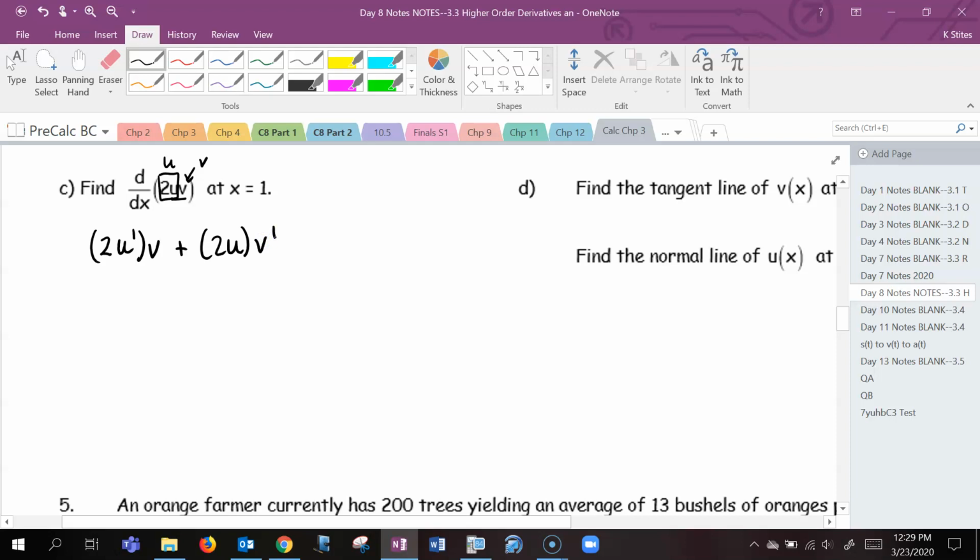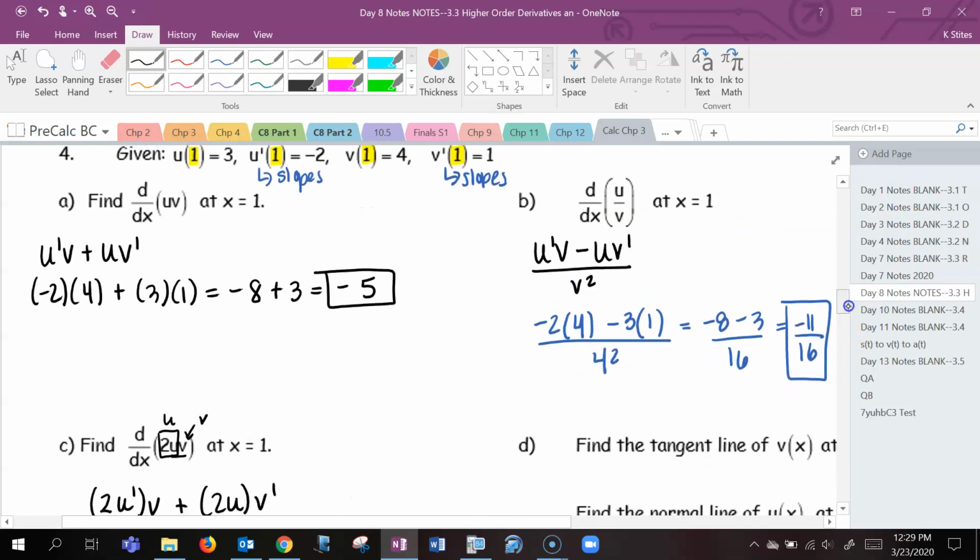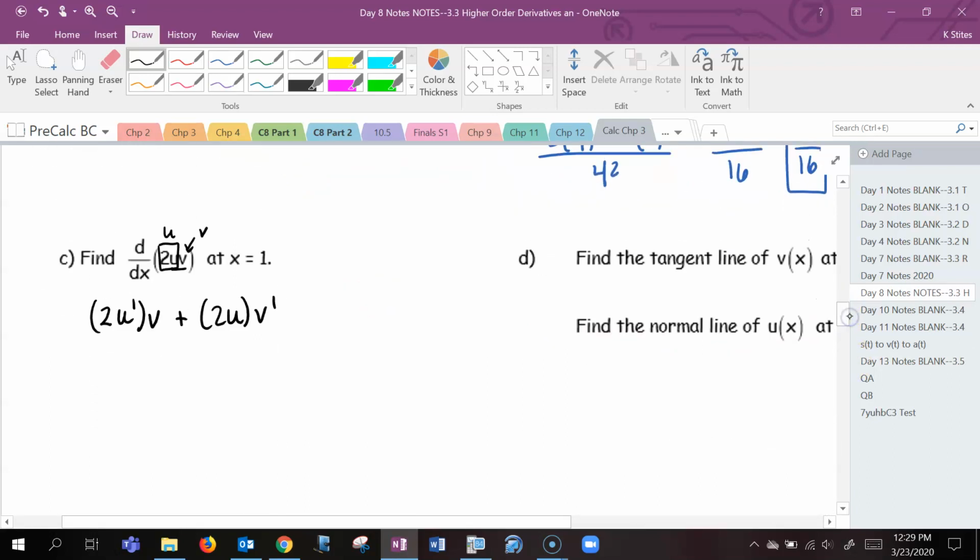Okay. What is probably faster is just to take uv, which we already did up here, and we got -5, and then multiply it by 2. So your answer should be -10. But let me show you this way. You can skip it if you want.